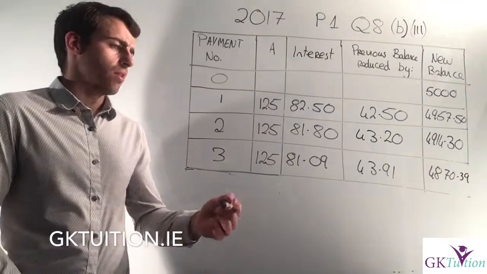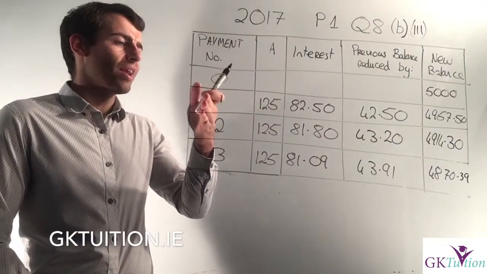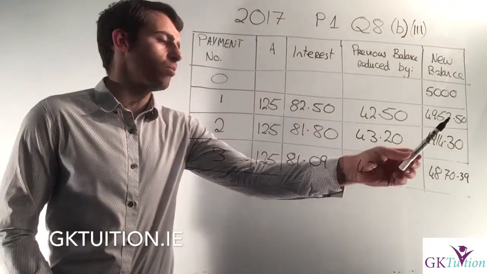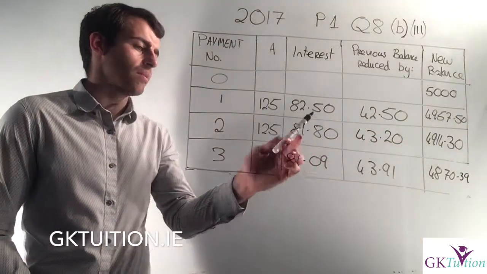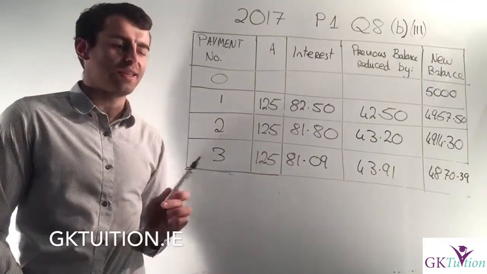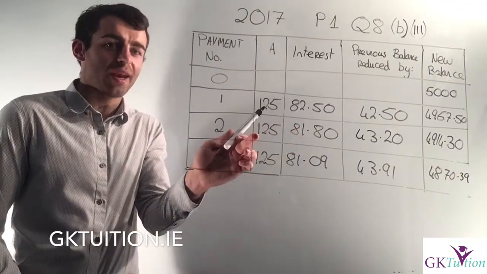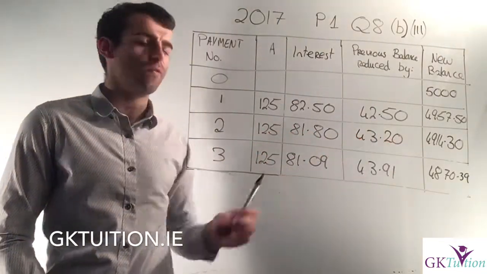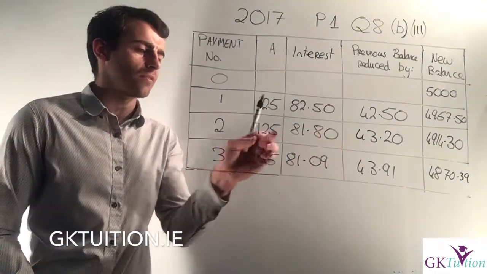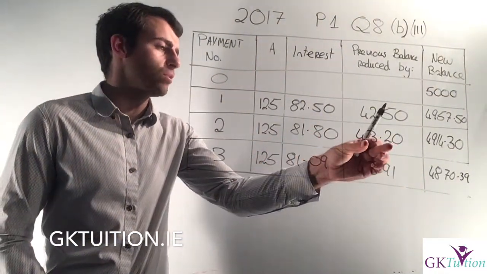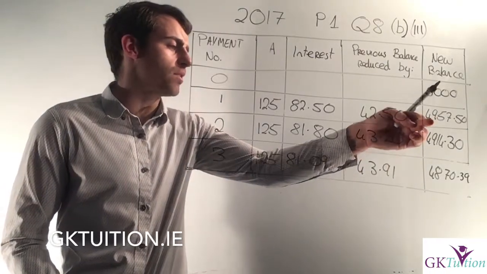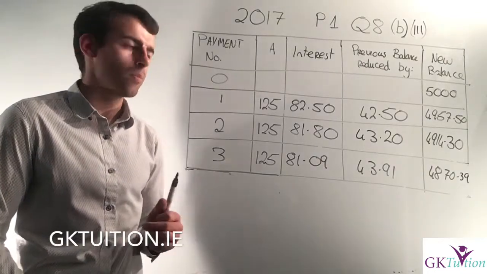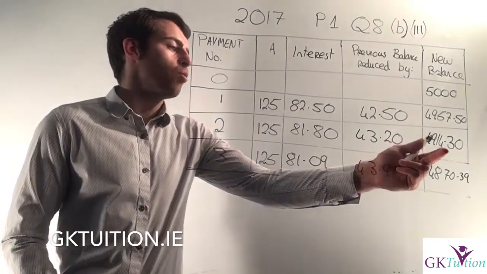Okay, so if we continue this on now, at the end, after the first repayment, I owe 4,957.50. If I get 1.65% of that, that means the following month I owe 81.80 in interest. And since I'm repaying a fixed amount every month, that means that I only reduce the previous balance by 43.20. Again, these two figures have to add up to 125. Then 43.20, if I subtract that from the previous balance, I'll get the new balance, which is 4,914.30.